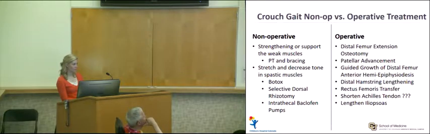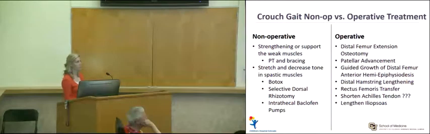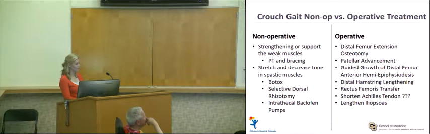So then the surgery part, we do an extension osteotomy. I'll explain that to you. We do a patellar advancement to tighten up the quad, or we can do guided growth. If they're still growing, we can shut down the anterior part of the distal femoral epiphysis, and as they grow, the leg will grow itself straight in the younger kids.